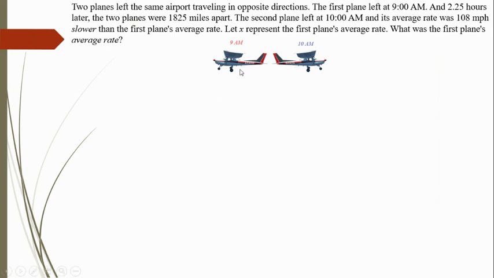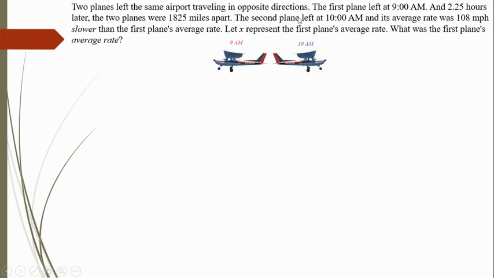So here we go. In this particular scenario, you have two airplanes that are leaving the same airport, but they're traveling in opposite directions as stated. So here I have a diagram that kind of resembles that. I have chosen the airplane on the left to leave at 9 a.m. You can switch it up if you want. And I've chosen the airplane on the right to leave at 10 a.m. as stated in the problem.